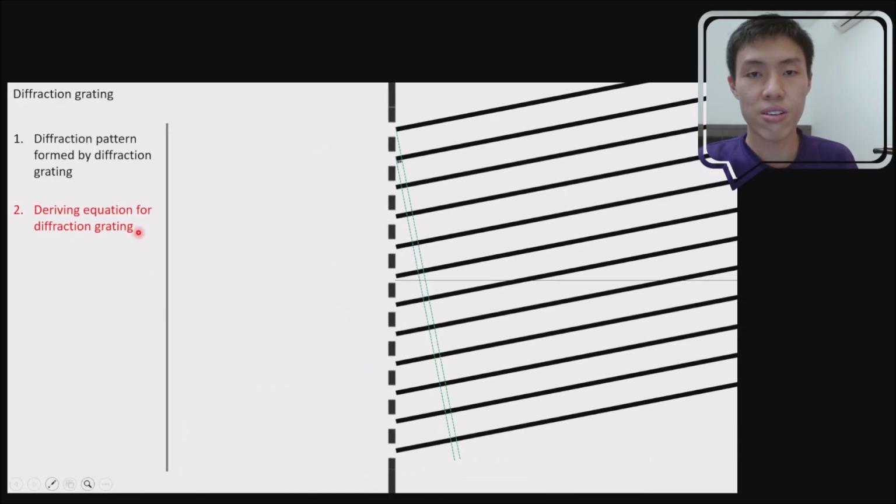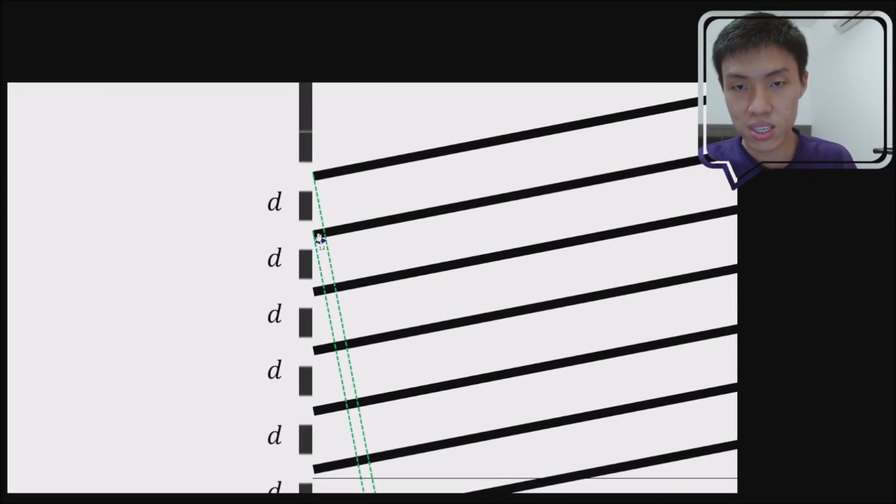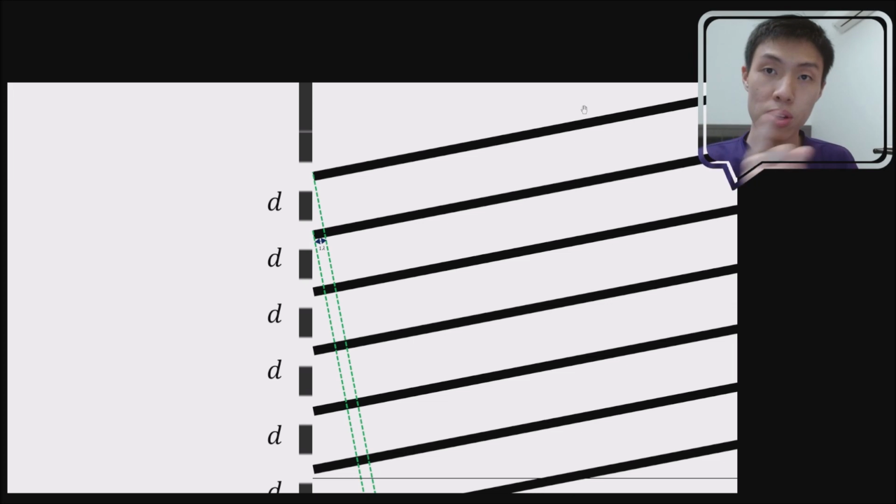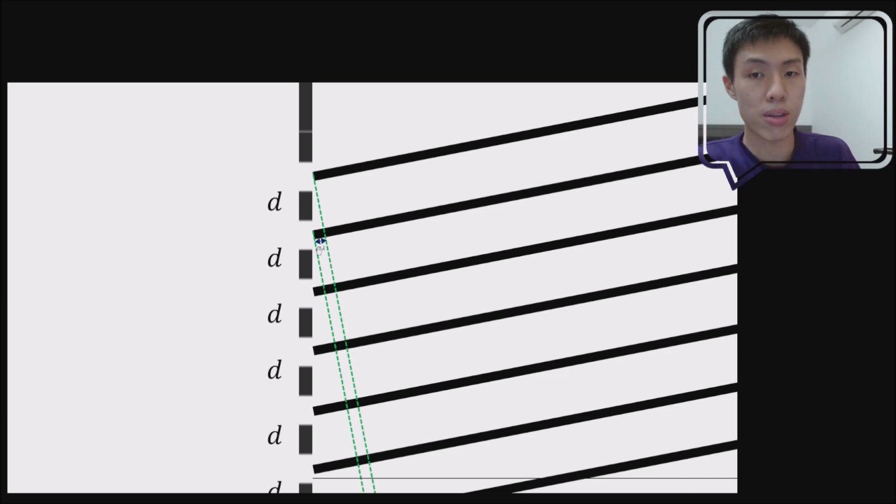If this small distance here is actually 1 lambda, that means the path difference between R2 and R1 will be 1 lambda. If R2 minus R1 is 1 lambda, that means it's an integer multiple of lambda. So if it's an integer multiple of lambda, which in this case is m equals 1, then it will be constructive. It means the light coming out from the first slit will interfere constructively with the light emitting from the second slit.